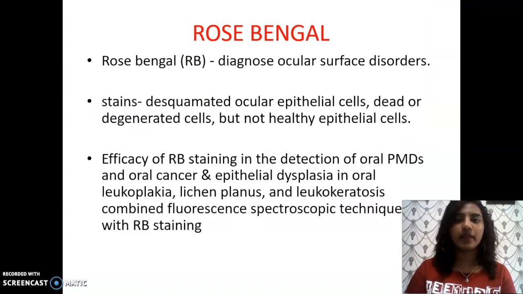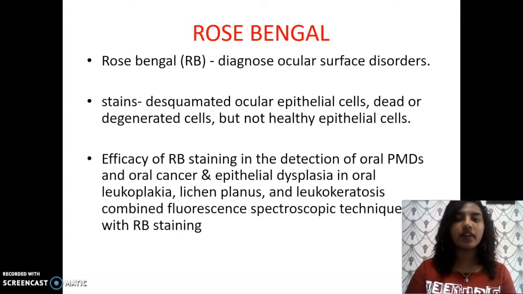Moving on to rose Bengal. Rose Bengal staining is widely used to diagnose ocular surface disorders. It stains desquamated ocular epithelial cells, dead or degenerated cells, but it does not stain healthy epithelial cells.